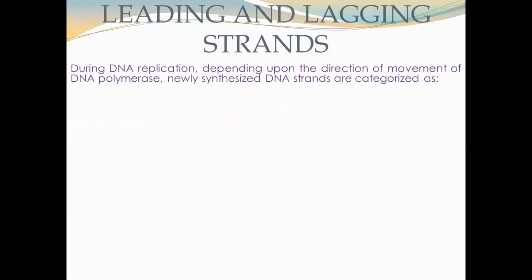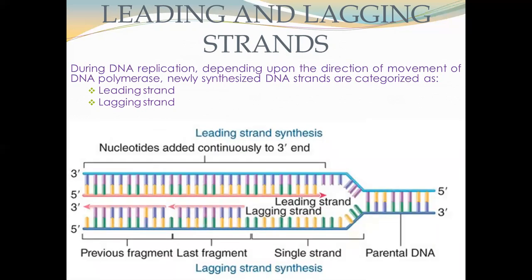So during DNA replication, depending upon the direction of movement of DNA polymerase, newly synthesized DNA strands are categorized as the leading strand and the lagging strand. These two strands are shown in this figure. This is the leading DNA strand and this is the lagging DNA strand.